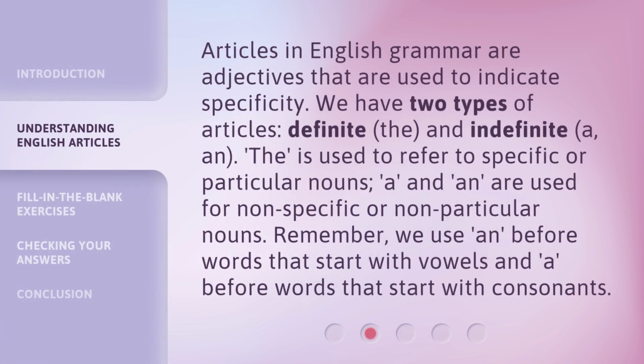Articles in English grammar are adjectives that are used to indicate specificity. We have two types of articles: definite, the, and indefinite, a, an. The is used to refer to specific or particular nouns. A and an are used for non-specific or non-particular nouns. Remember, we use an before words that start with vowels and a before words that start with consonants.